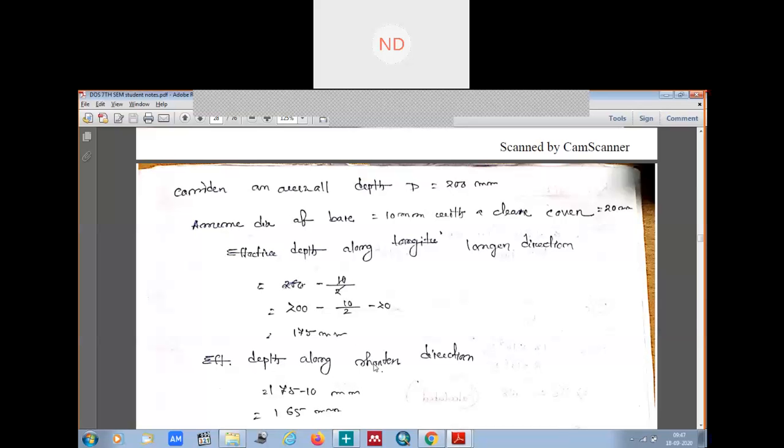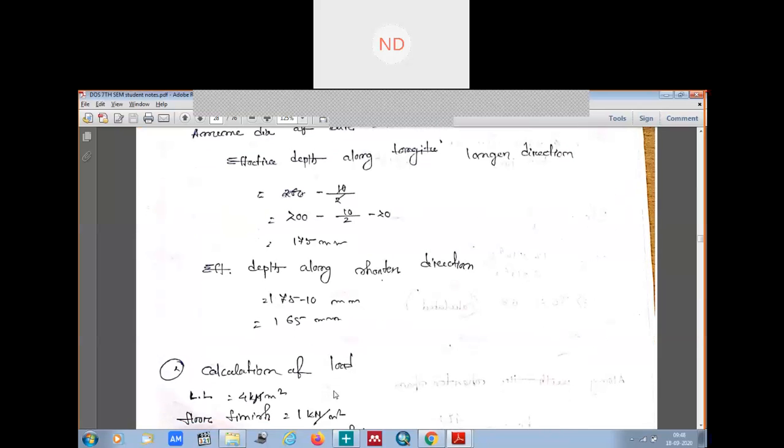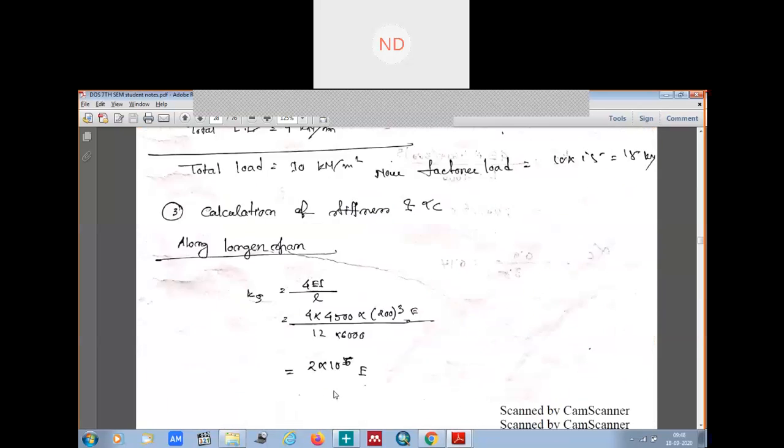Okay, and along the shorter direction, the effective depth we will keep a bit smaller than the longer direction. So along the longer direction our depth was 175 mm, but along the shorter direction we will subtract the 10 mm diameter. Okay, a bit less you should take for the effective depth for your shorter direction. So we have longer direction 175, shorter direction 165 effective depth.